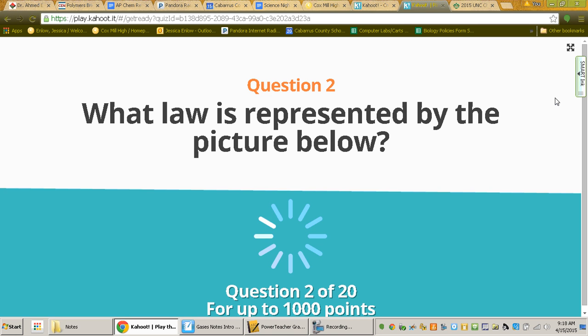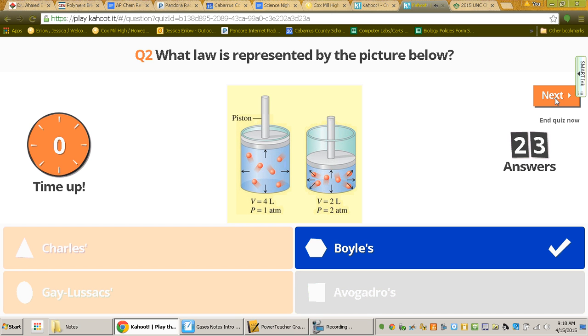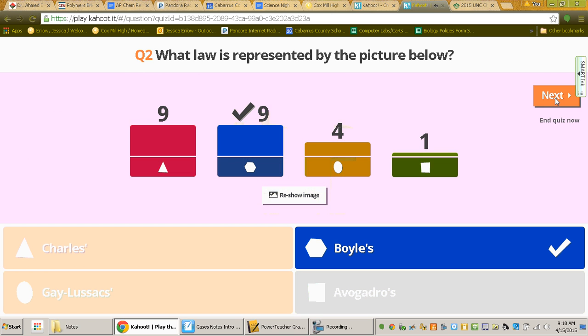The law is represented by the picture below. What law? Yeah, look at the picture. P and B. Thank you, 9 people. Thank you. P and B.